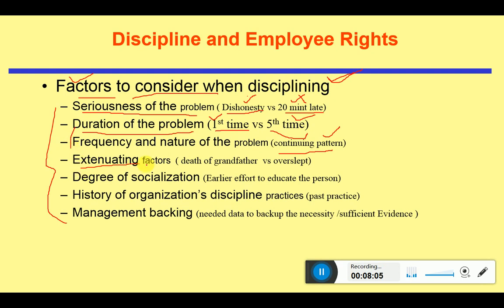Next is extenuating factors. Extenuating means justifiable factors. Those reasons, the valid reasons which the employee is able to justify. The justifiable reasons are known as extenuating factors.